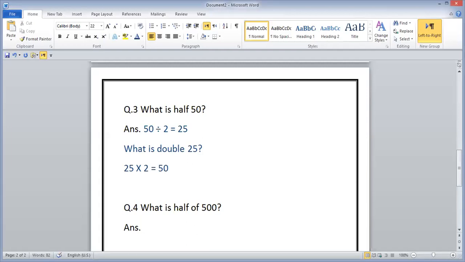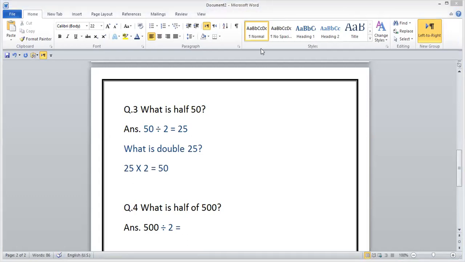What you have to do, guys? You have to find out the half of 500. Because you are finding out the half, you will write 500 first, and then you will divide it by 2. So 500 divided by 2 equals what, guys?